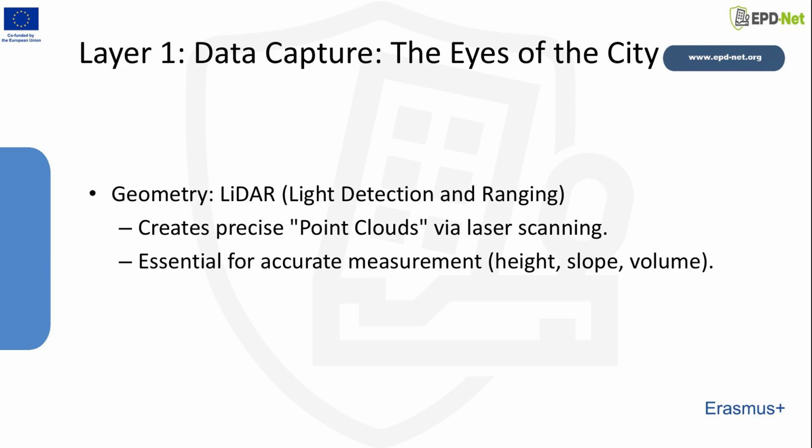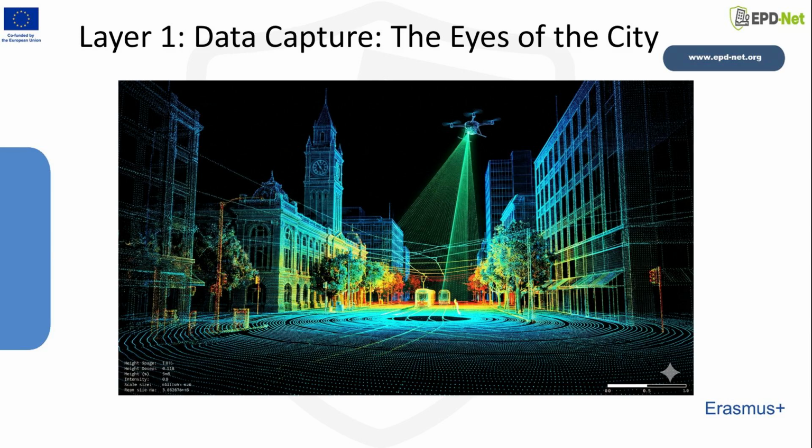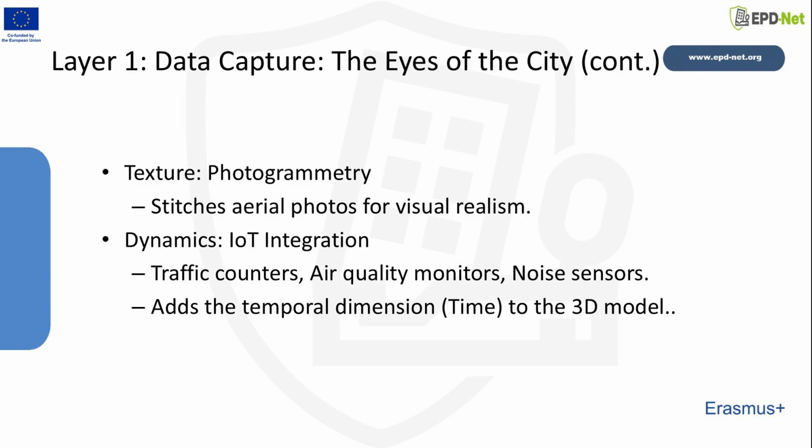How do we actually digitize physical reality? We primarily use a hybrid approach. First, we use LiDAR, which stands for light detection and ranging. This creates a point cloud, millions of laser points that give us perfect geometric precision. If you need to measure the exact height of a building, you need LiDAR. However, LiDAR points don't look very real to the human eye. So, we combine it with photogrammetry. This technique stitches together thousands of aerial photos to create a reality mesh with realistic textures and colors. This is crucial for public engagement.